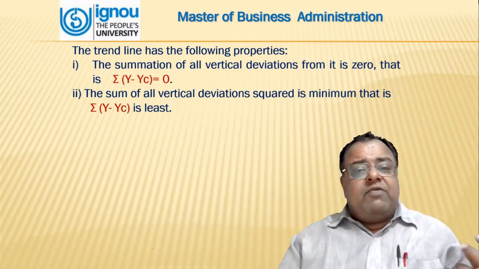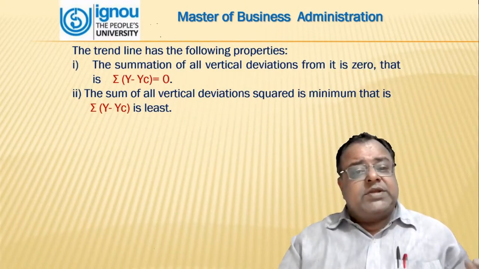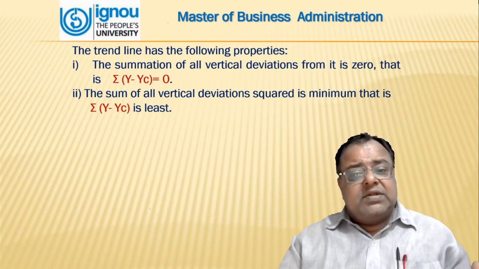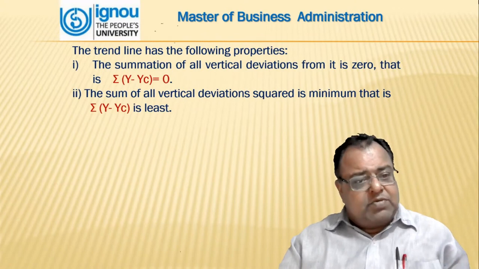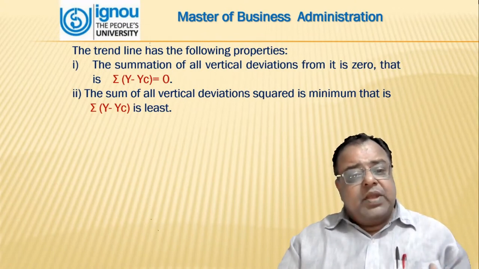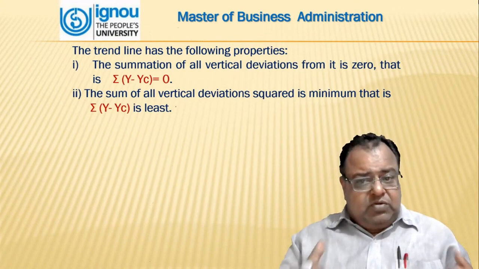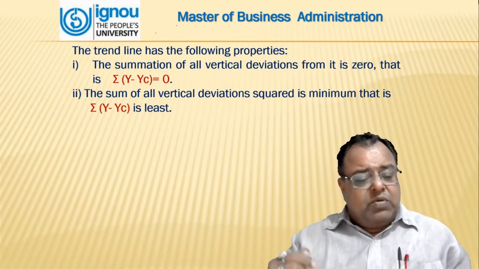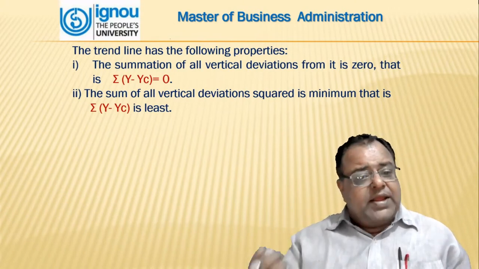The trend line has the following properties. The summation of all vertical deviations from it is zero. That is, summation of (y minus yc) is equal to zero. And the sum of the vertical deviations squared is minimum. That is, summation of (y minus yc) squared is the least.